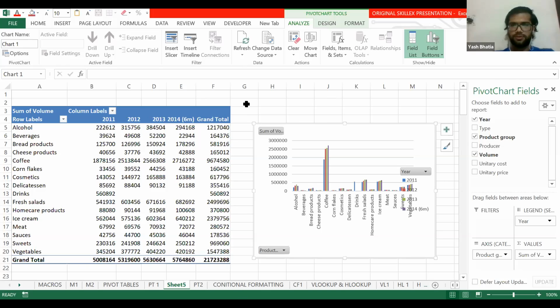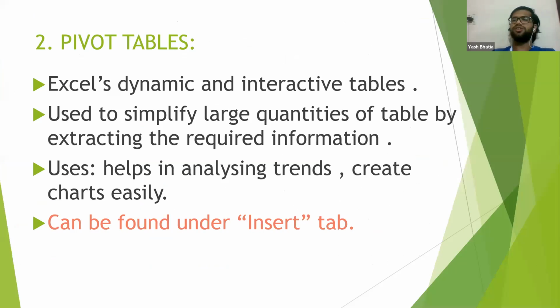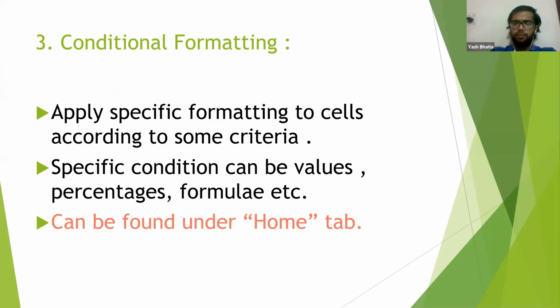Okay, so let's move forward. The third topic which we have is conditional formatting. Conditional formatting basically formats the specific or selected cells according to given criteria which we define. The criteria can be anything. It can be on the basis of values. It can be on the basis of formula or percentages. And it's found in the home tab.